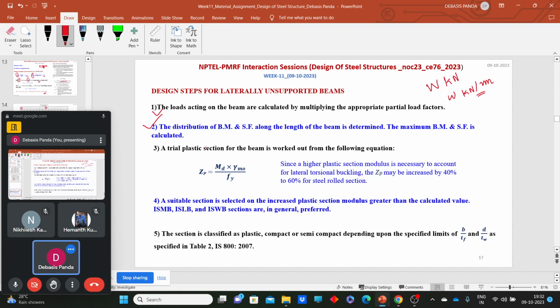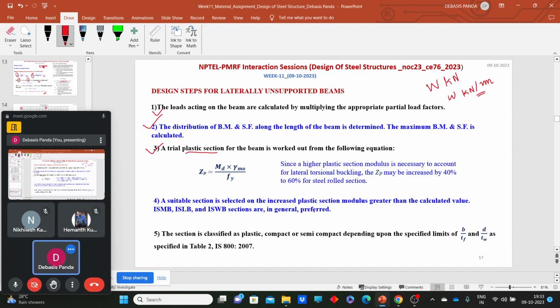Okay, so next step is we need to select a trial plastic section. First thing, we are considering that whatever section we are taking, that section is a plastic section. But later on we come to know whether the section is plastic or another kind of section. So then we need to do the design accordingly.